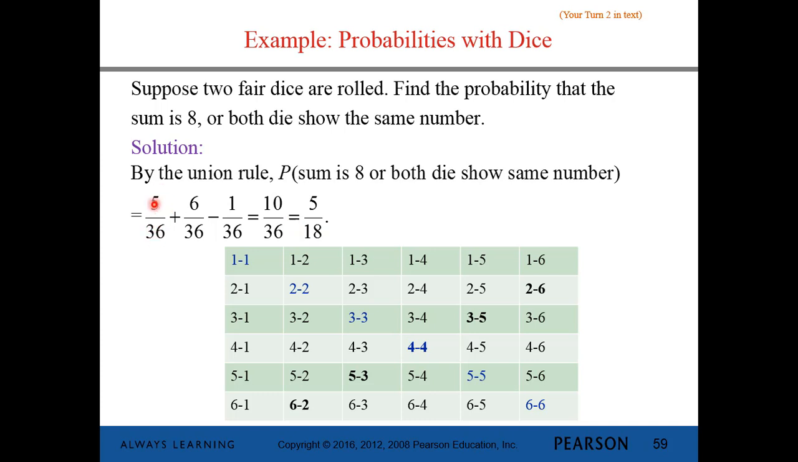So in this case here, again, if we apply the rule, we get 5/36. 5 out of 36 is the probability of getting an 8. 6 out of 36 is the probability of getting the same number on both die. And then here's the probability of getting a 4,4, which is both: the same number on both die and a sum of 8. And then I get 10/36, which is 5/18. Okay.